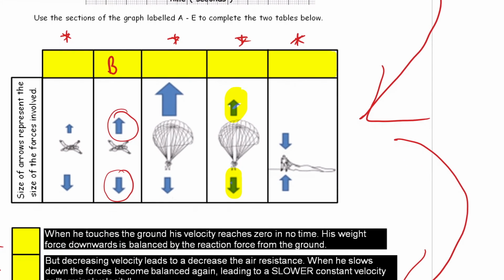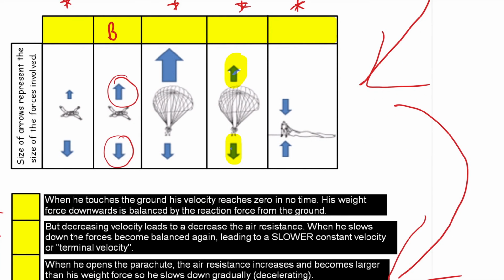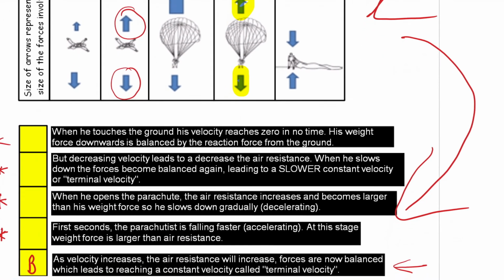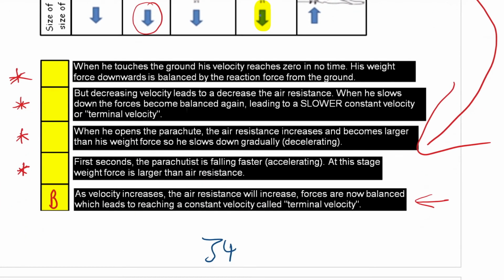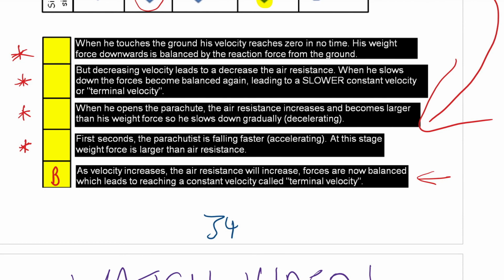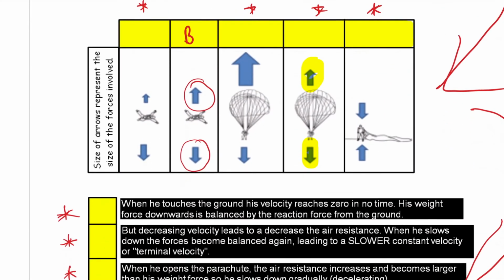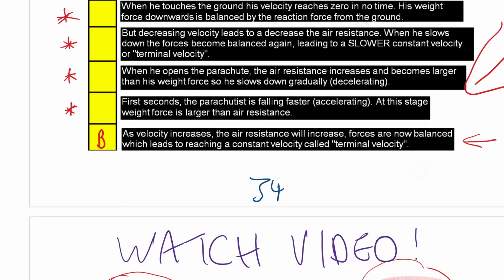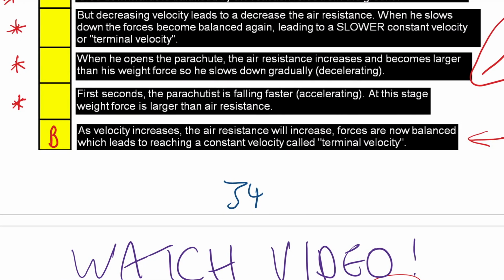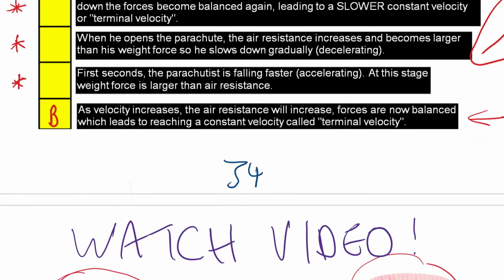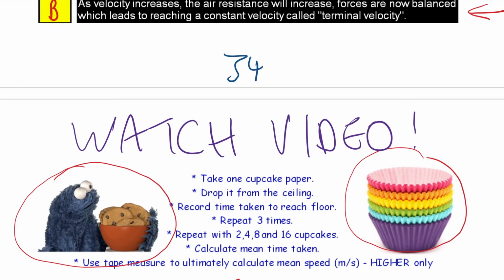If you're unsure, just go back towards the start of the video and look at that animation again. And then you've got to turn the graph from pictures into words. So as the velocity increases, the air resistance will increase. Forces are now balanced, which leads to reaching a constant velocity called terminal velocity. So that then matches part B.